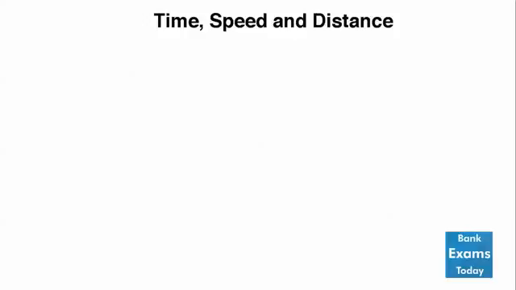Today we will do a very simple chapter, that is time, speed and distance. To explain the basic concept in this chapter, let's take an example. For example, there are two places, A and B, two cities. There is a distance of 100 kilometers between these two places.